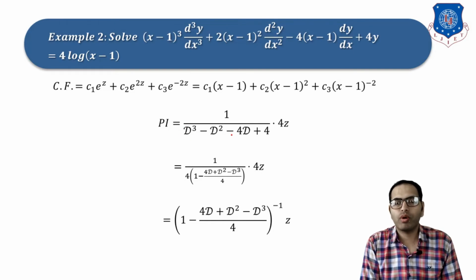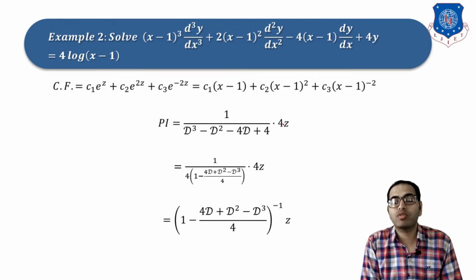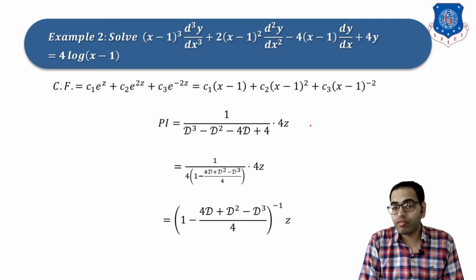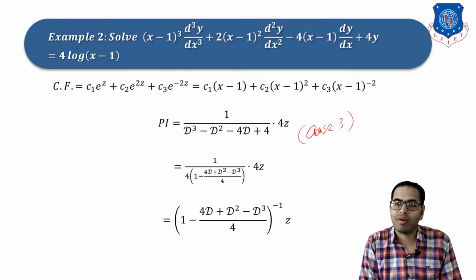We have the formula 1 upon f of D into R of x, that is 1 upon f of D, so 1 upon (d cube minus d square minus 4d plus 4) into 4z. See, here our question is in polynomial form. For that, what we have to do? Obviously we use case 3. For that we require the binomial expansion.